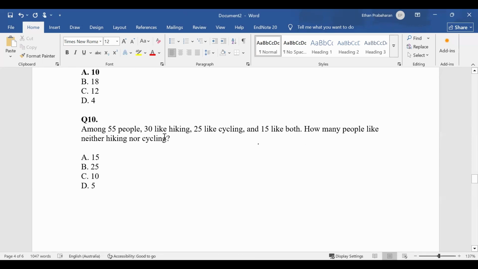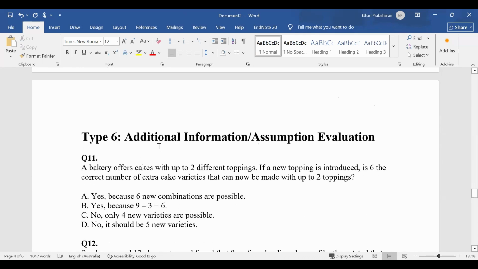How many people like neither? Okay, so what you can do is, if 30 like hiking, you can just get minus the both from this. So then you can work out cycling only is 10. So 30 hiking, cycling only is 10. So that's 40. So there's 15 left. So if you wanted to do it in your head, you can.